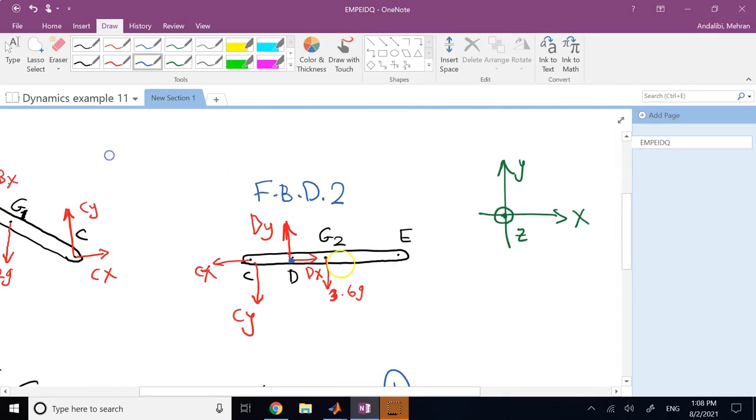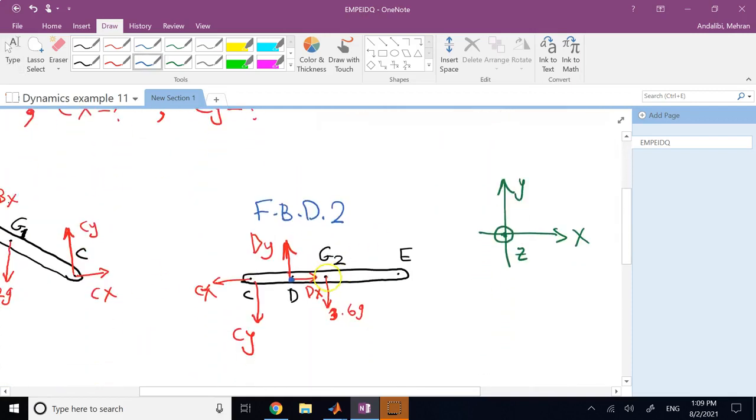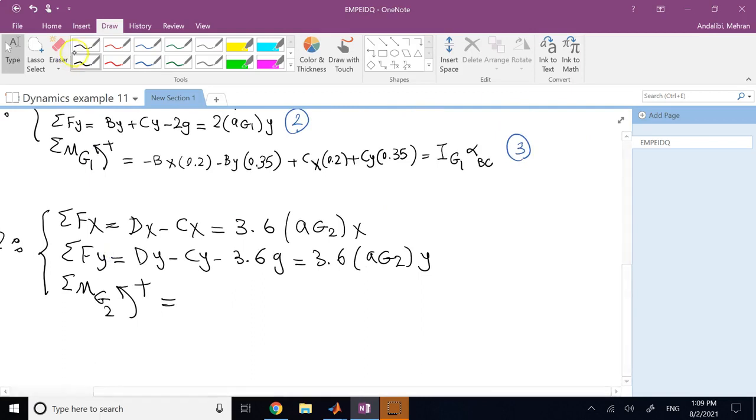What's the advantage? The advantage is this dy unknown that is passing through D is not going to show up in the left side. While if I do it about G, dy and cy both show up. So it's a better idea to write your moments equation about point D instead of the centroid here. And you can do that because it is a permanently fixed point, okay? So let's go ahead and do that instead. So I will change that to point D.